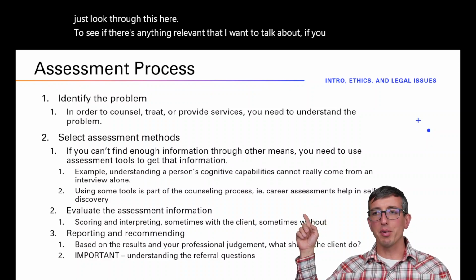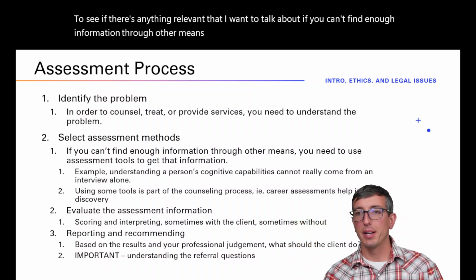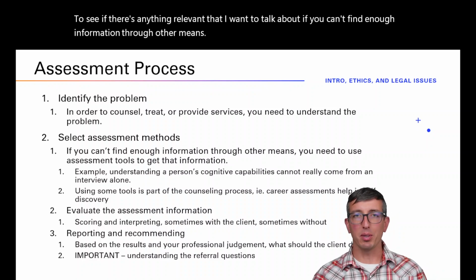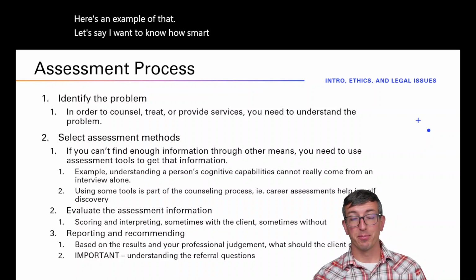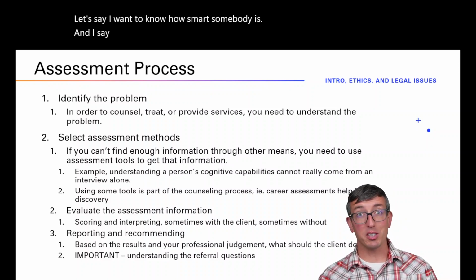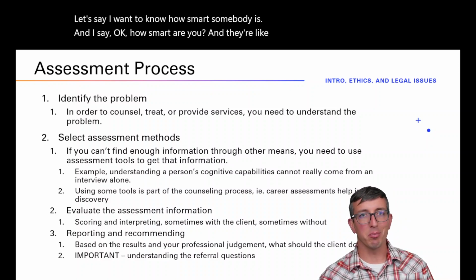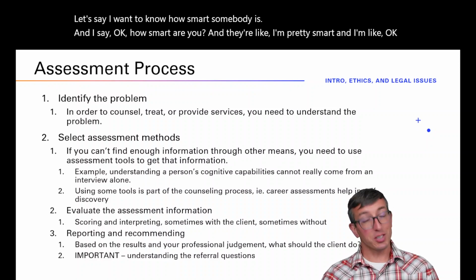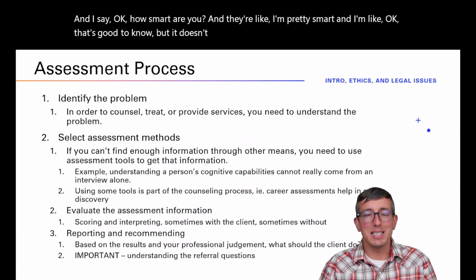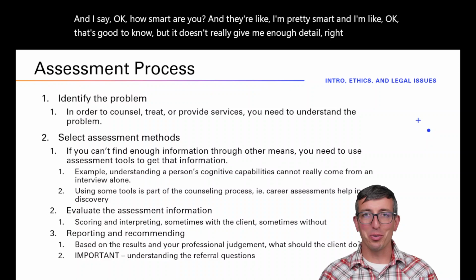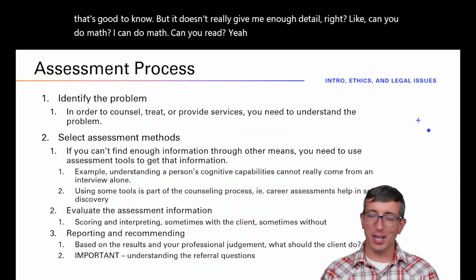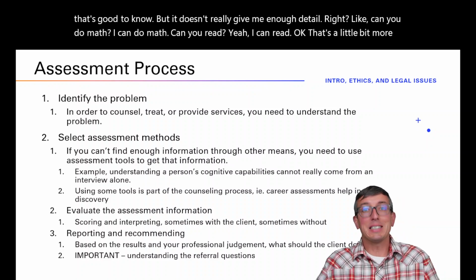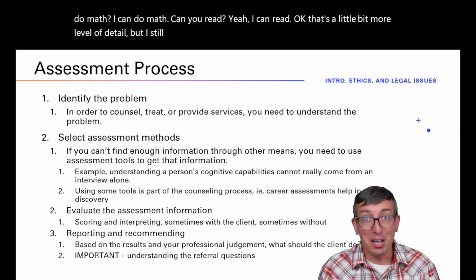If you can't find enough information through other means, here's an example of that. Let's say I want to know how smart somebody is. And I say, okay, how smart are you? And they're like, I'm pretty smart. And I'm like, okay, well, that's good to know, but it doesn't really give me enough detail, right? Like, can you do math? Yeah, I can do math. Can you read? Yeah, I can read. Okay, that's a little bit more level of detail, but I still can't get enough of it, right?